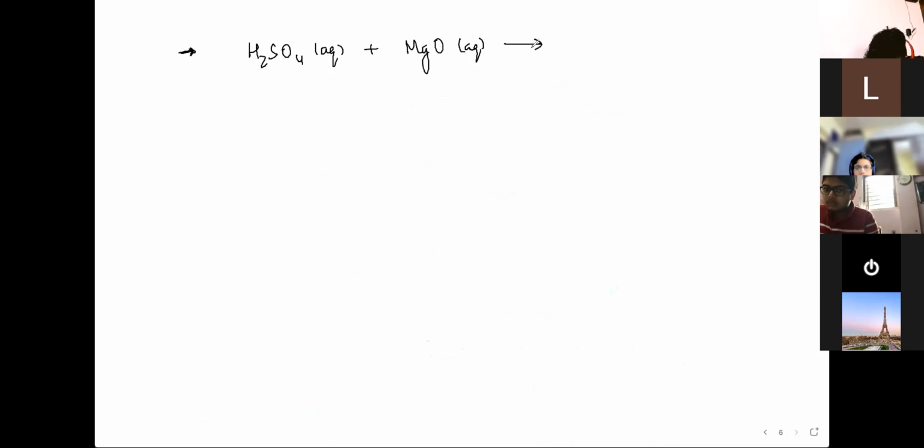Okay, I'll give you guys one more reaction just for the heck of it. I think you should be able to do it. I'm confident in you guys. Let's see how many of you answer it. If I take sulfuric acid, H2SO4, aqueous, plus magnesium oxide dissolved in water, what product will I get? This time it's a metal oxide, not a pure metal.